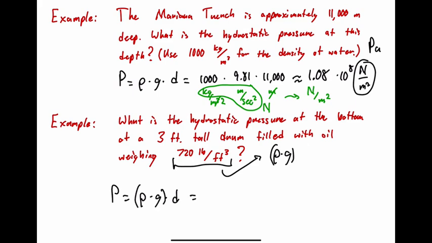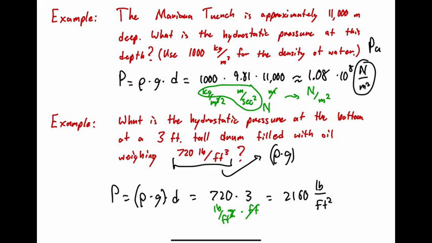So to solve this problem, we simply multiply 720, that is pounds per cubic foot, times the 3 feet of depth. And let's again think of the units here. We have pounds per cubic foot times units of feet. We can cancel some feet here, and we have pounds per feet squared. So the final answer is 2,160 pounds per square foot.